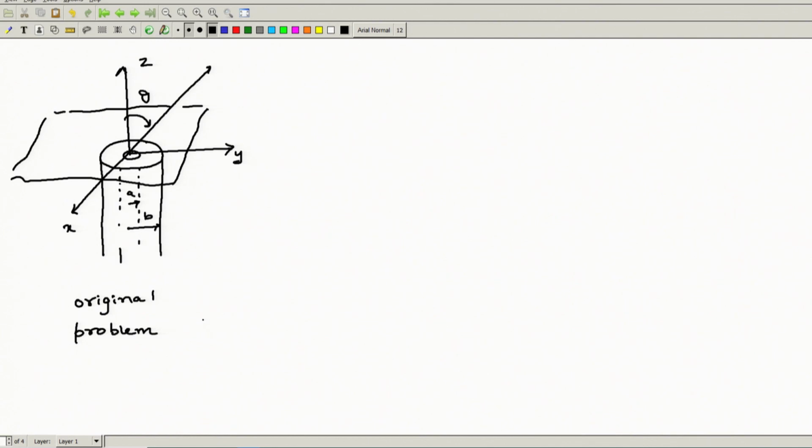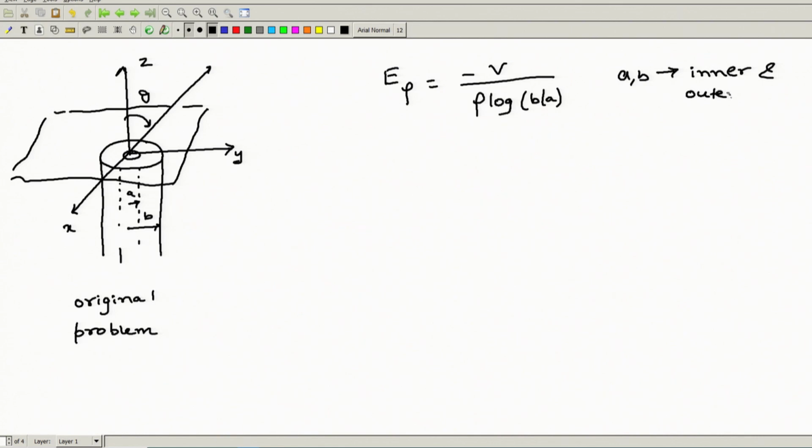It was told in the question that the field over the aperture is given by E rho equals minus V upon rho log of B by A, where A and B are the inner and outer radius of the coax, and V is the line voltage. Fine. Now, what do we need to do?